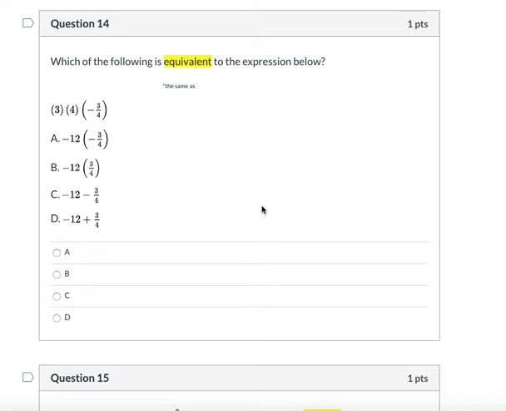Question 14. Which of the following is equivalent to the expression below? Remember, equivalent means the same as.